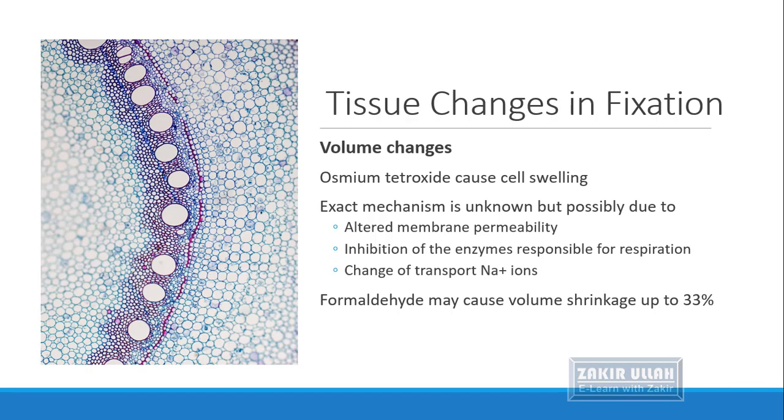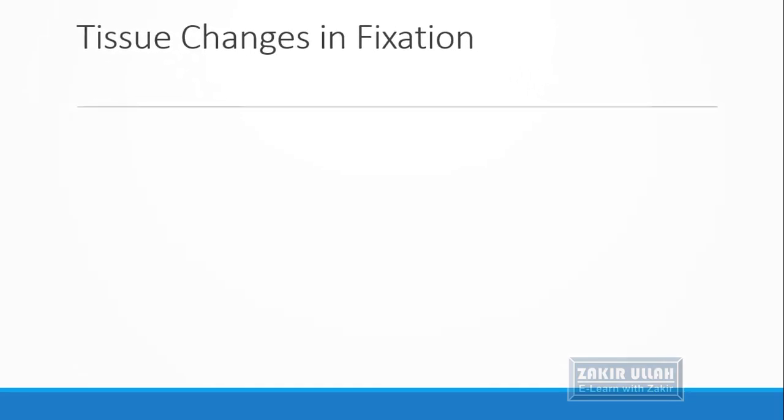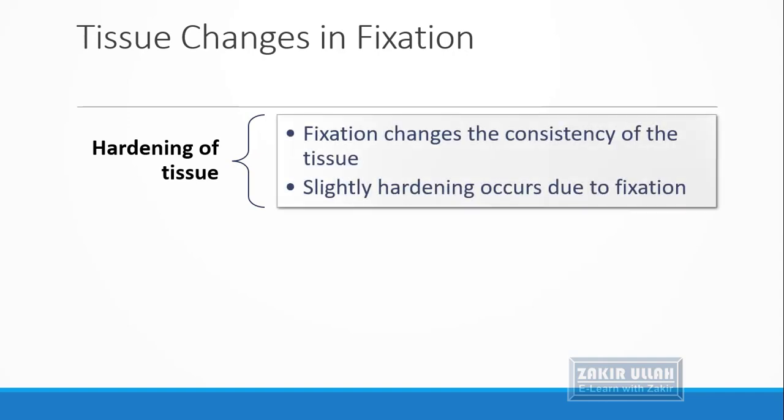Formaldehyde, this fixative may cause volume shrinkage up to about 33%. So these are the volume changes in the fixation. Another type of change that occurs during the process of fixation is the hardening of the tissue. During fixation, the tissue consistency changes and it becomes slightly harder or slightly firm.